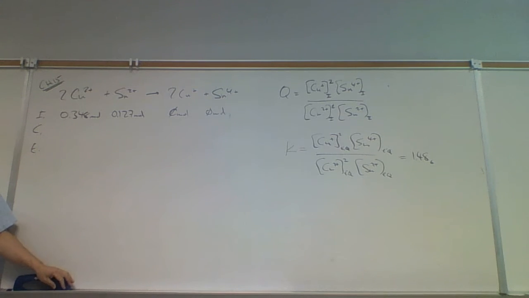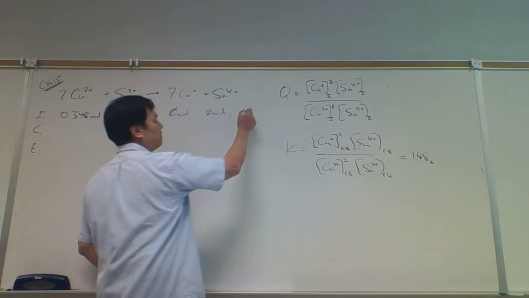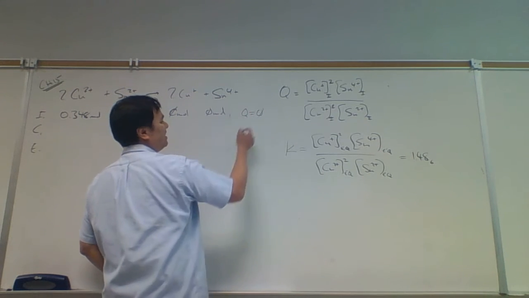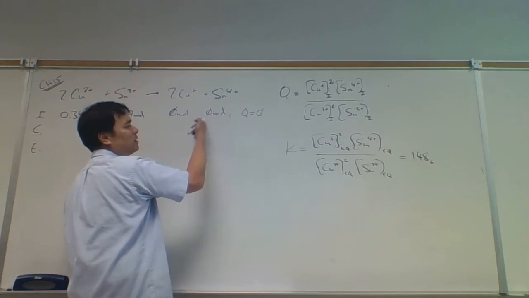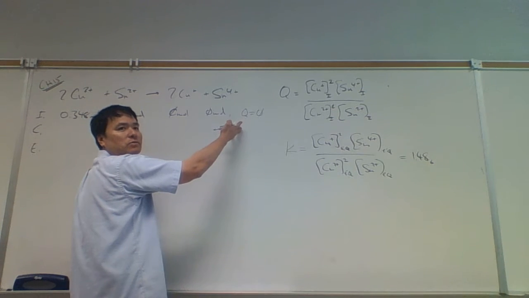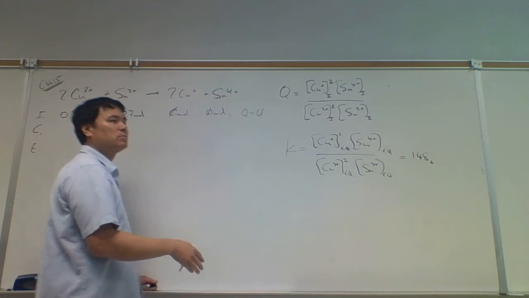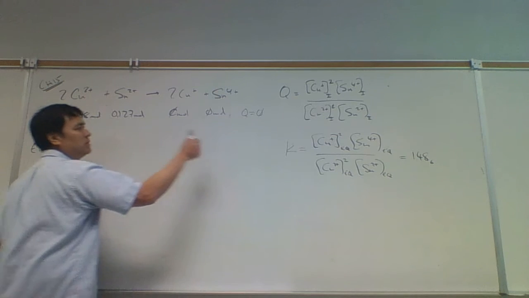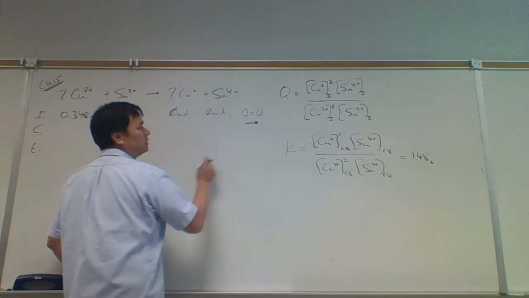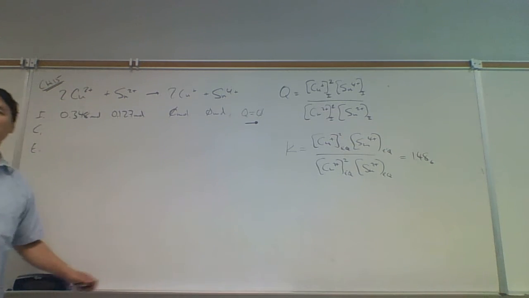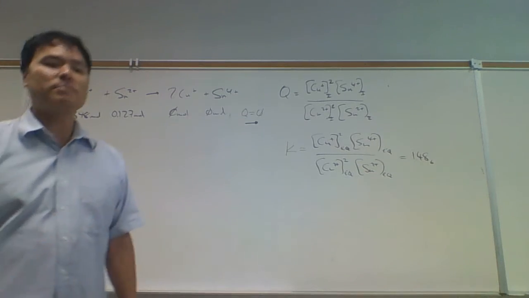But I know I can't end up here because, what is Q here? Q is 0 because it's product over reactants. Products are 0. Numerator is 0. Q is 0. It's too small. I've got to build up more product. So Q tells me I've got to have a forward reaction. I need more product there to balance things out because right now it's way too lopsided.